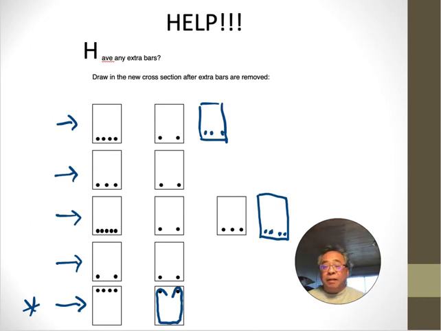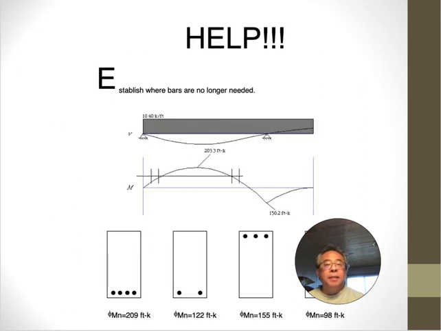So do you have extra bars? Just decide how many you can cut off. Okay. Establish where you no longer need them. Okay. So this beam has been properly designed. So here is, I can't see that. That is 203 foot kips. And somebody designed it to have 209, so it's fine. When you take out 2 of the bars, you go down to 122.